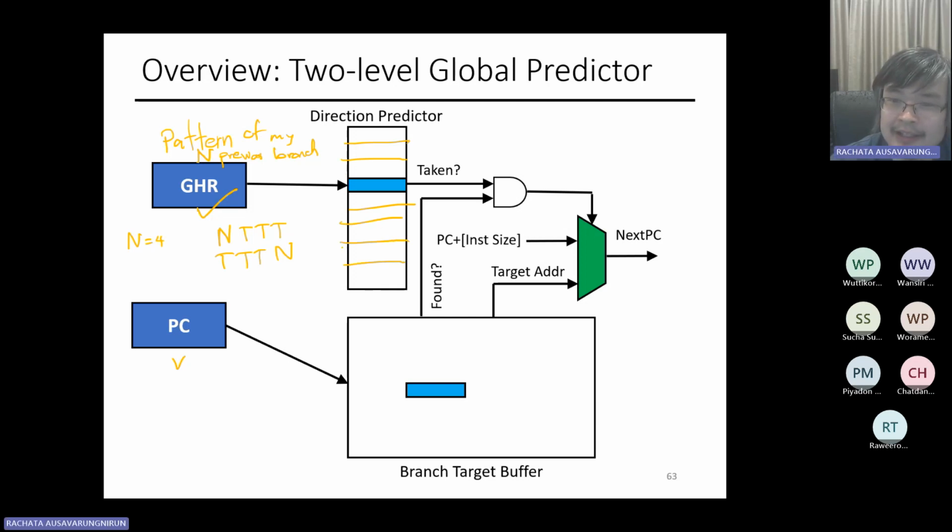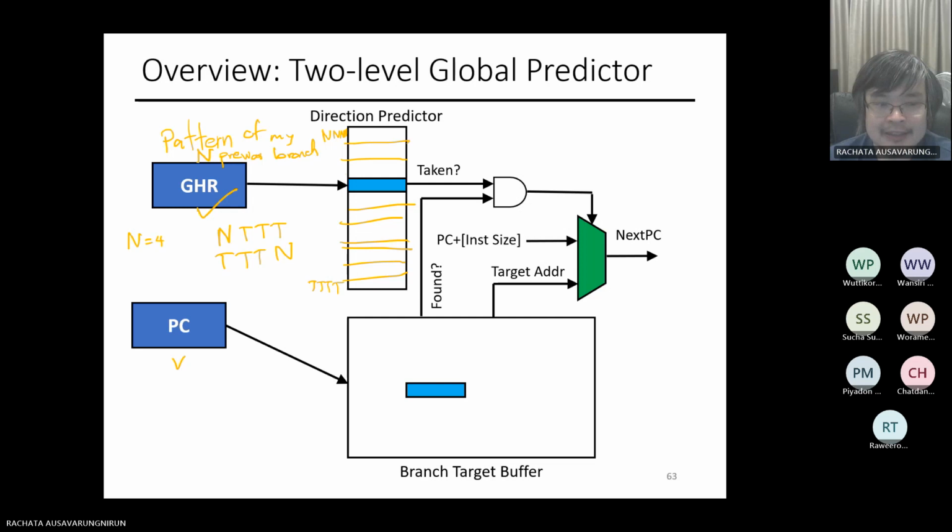And let's say again, if n is for previous branches, start from all not taken to taken, taken, taken, taken. So each row here corresponds to what do you do if the GHR is this pattern? What do you do if the GHR is this pattern? What do you do if the GHR is this pattern?